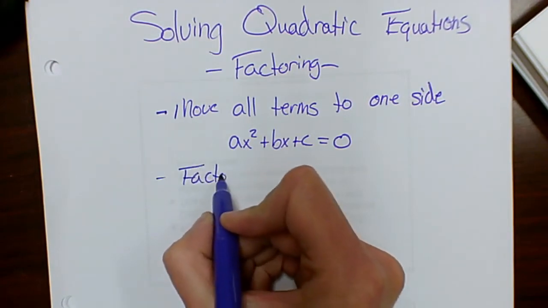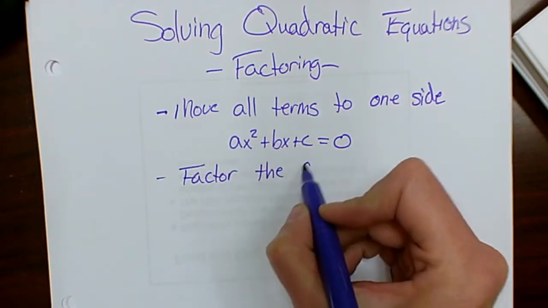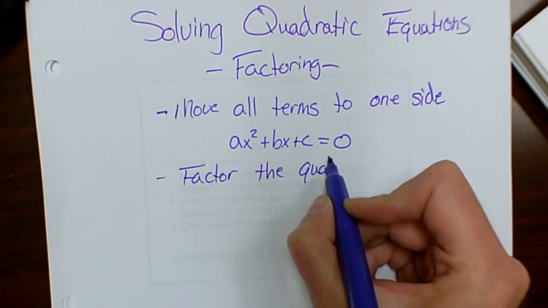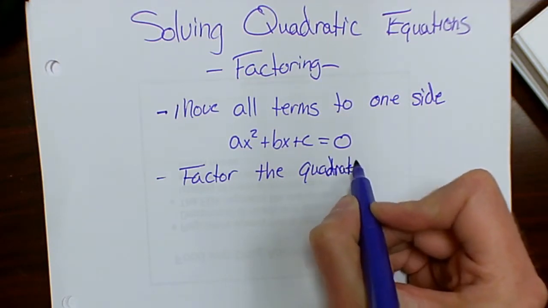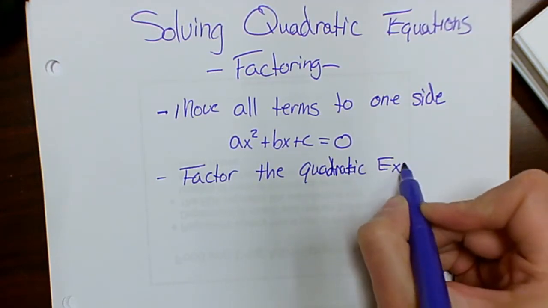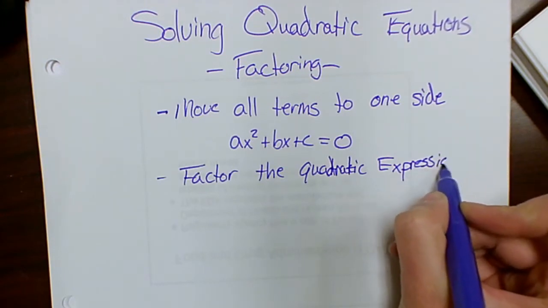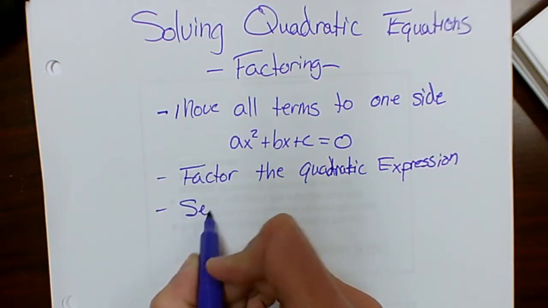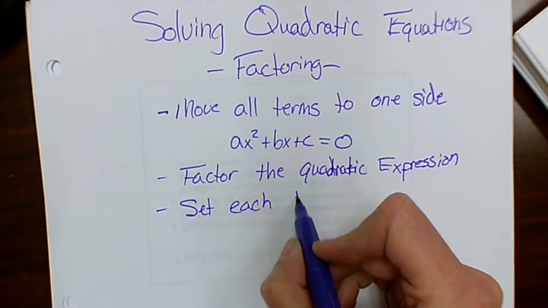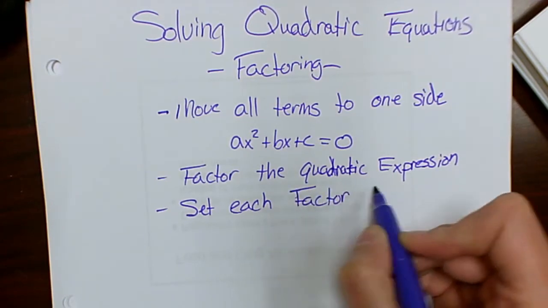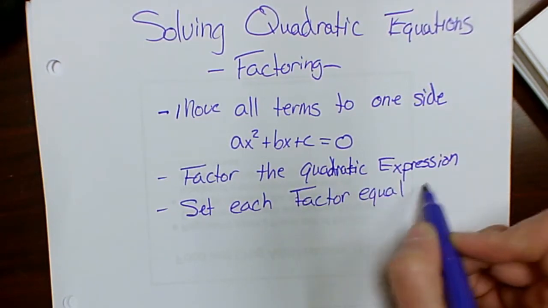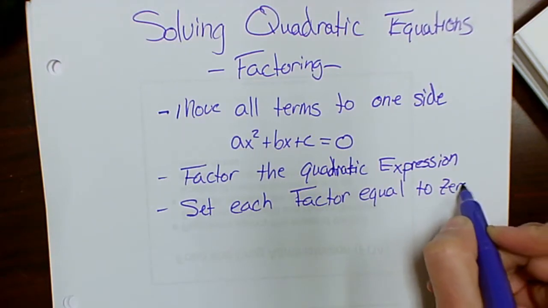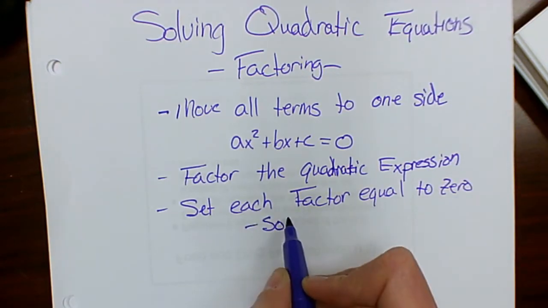Factor the quadratic expression, and then you're going to set each factor equal to 0 and then solve for the variables.